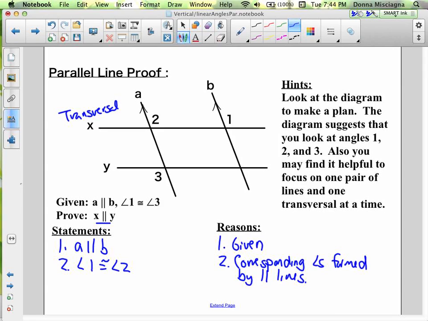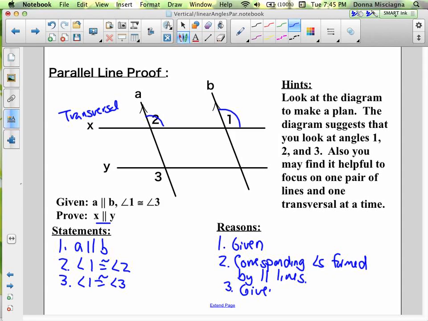It's also a good idea to mark your diagram. So now that I've said that angle 1 is congruent to angle 2, I should actually mark that on the diagram. And that's probably all I want to say. The only statement I want to make from the fact that lines A and B are parallel is that those angles have to be congruent. Because now I think I want to say that angle 1 is congruent to angle 3. And the reason we know that to be true is that's a given piece of information.